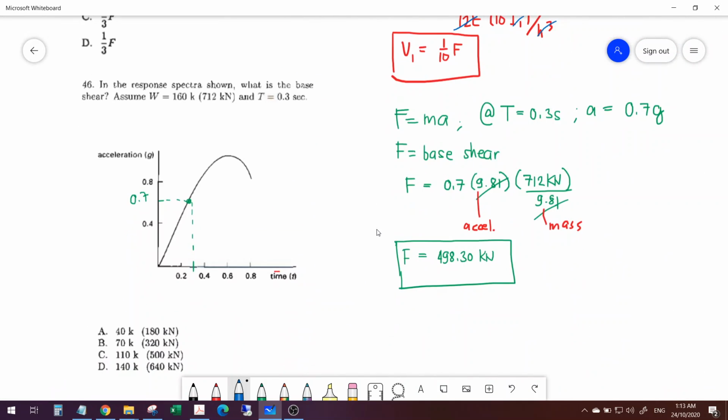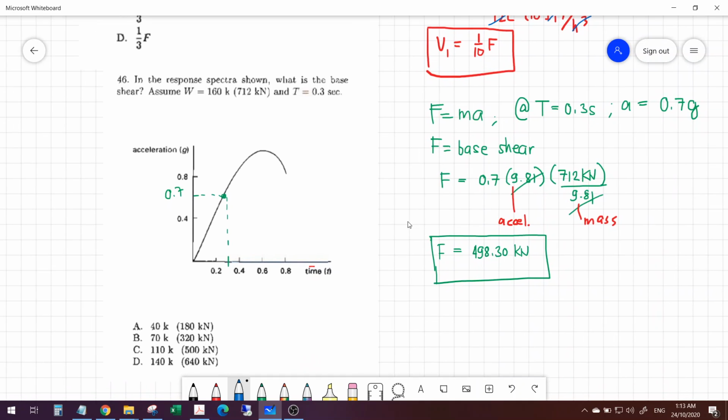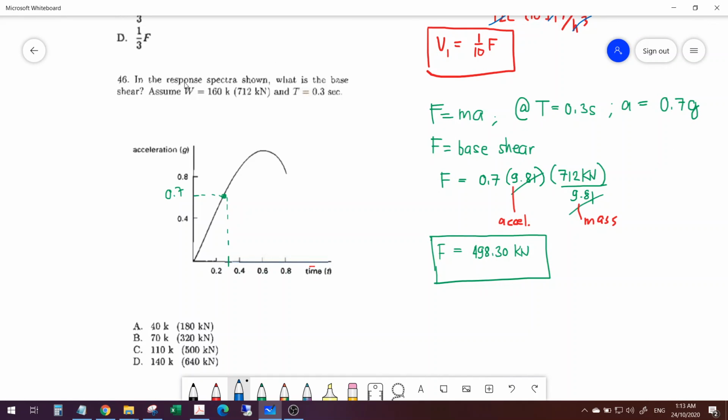Okay, for the last problem, in the response spectra shown, what is the base shear? So I've told you, no, 'yung response spectra is 'yung plot ng acceleration versus period. No? So what is the base shear daw? Assuming 'yung weight of the structure is 712 kilonewton. And then 'yung period ng structure is 0.3 seconds. Ayan. So, dali lang, no?